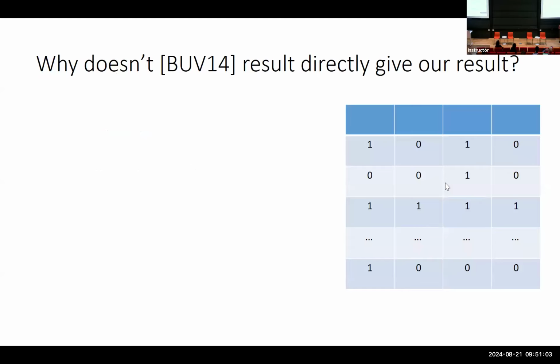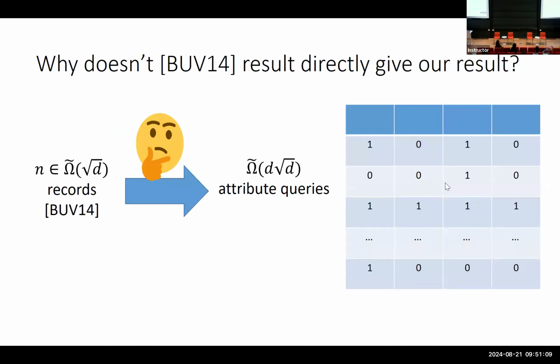One question which we thought about for a while was, why can't we just use this result directly? The result of their paper was that you need at least omega square root D rows. Of course, they're looking at sample complexity, so they were only querying rows. But why can't we just say that their lower bound immediately gives us a D square root D attribute query lower bound for our model, because in our model we can query cells? If we can query D cells per row, that would naturally give this lower bound.